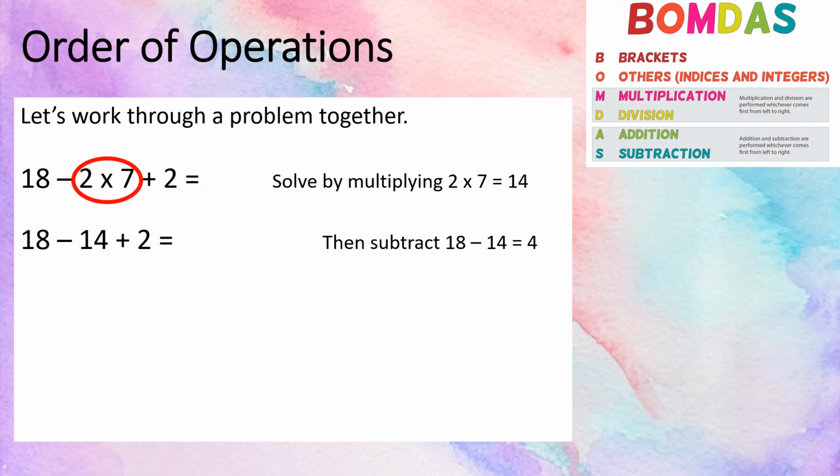If we are following BOMDAS, we know addition and subtraction are performed whichever comes first from left to right. On our problem, subtraction comes first, and that will be the operation we do. So 18 subtract 14 will equal 4. The last thing we need to do is our last operation, which is addition, and that is 4 plus 2, which will equal 6.